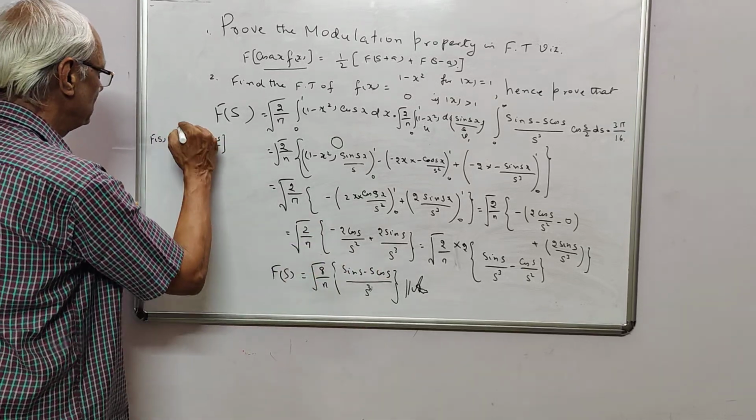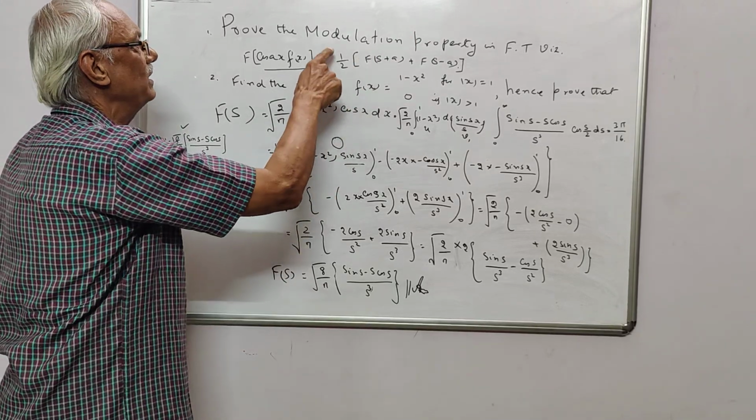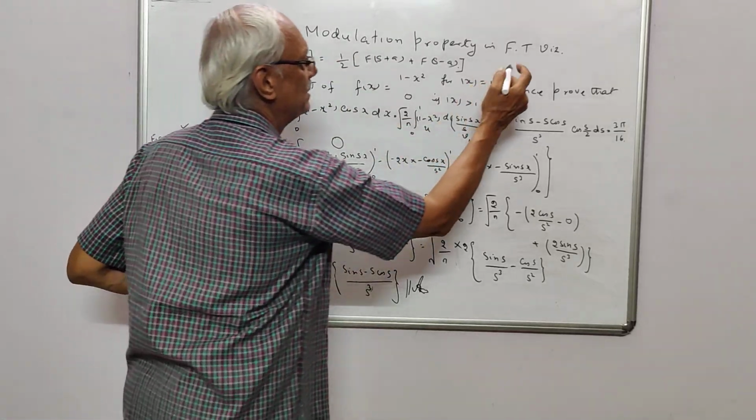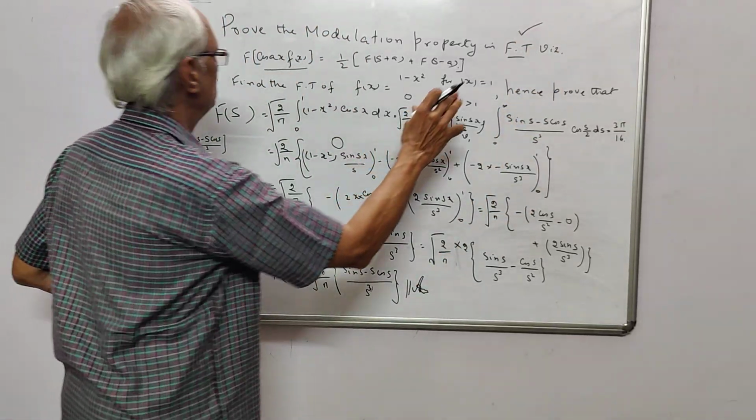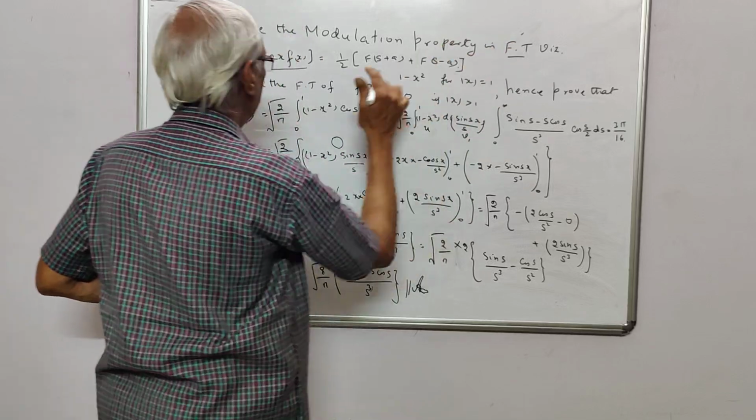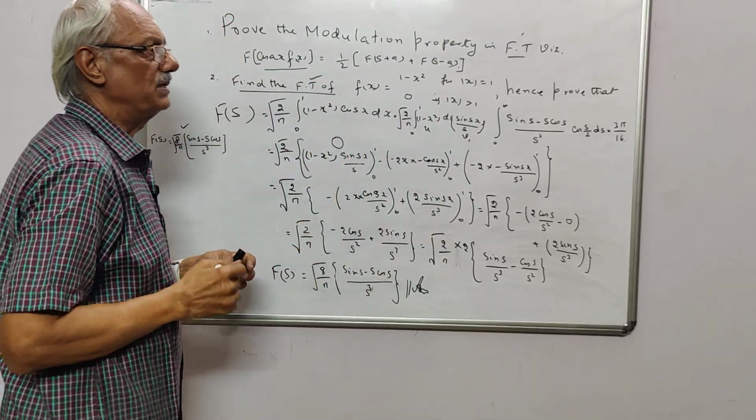So this is my answer for the first part of the question, namely find the Fourier transform. So this Fourier transform has been found. Now what is that here? Find the Fourier transform of this has been found.